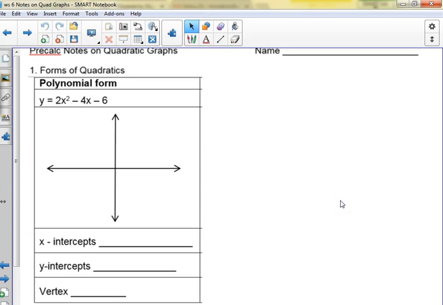Okay, so this is what worksheet again, guys?